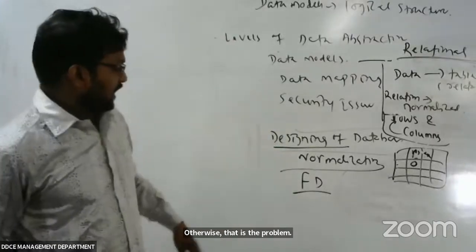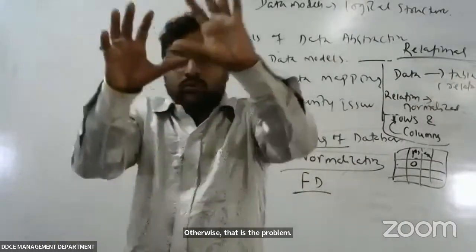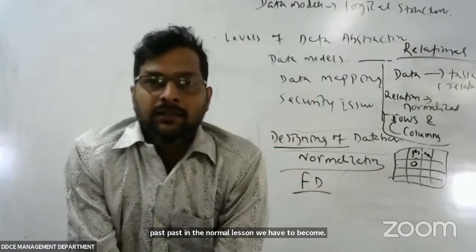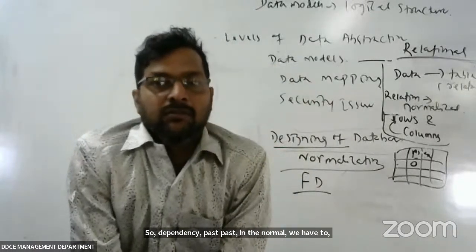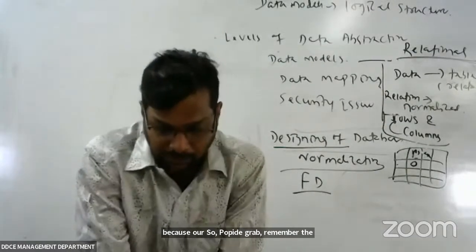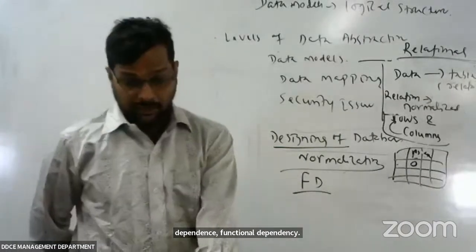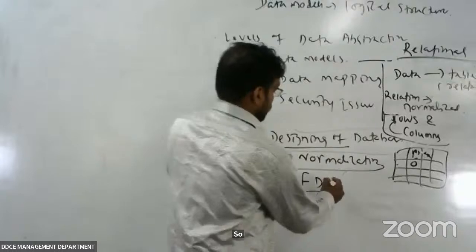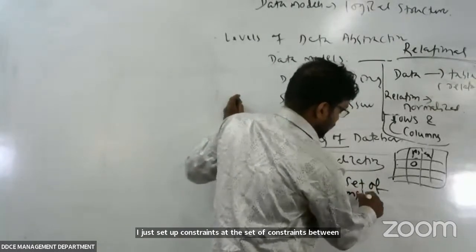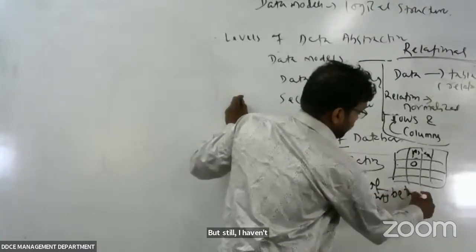So functional dependency is the first phase in normalization, because how to design a database is very important. In the design case, one point we have to remember is functional dependency. It is a set of constraints between two attributes. Constraints, as I have already told you, are rules like not null and check between two attributes.